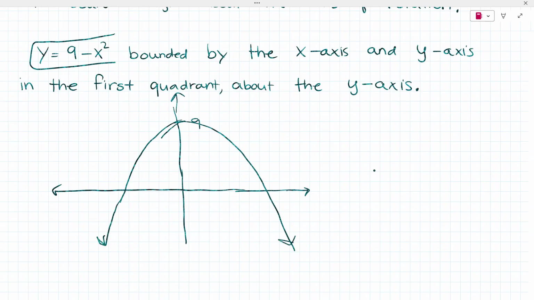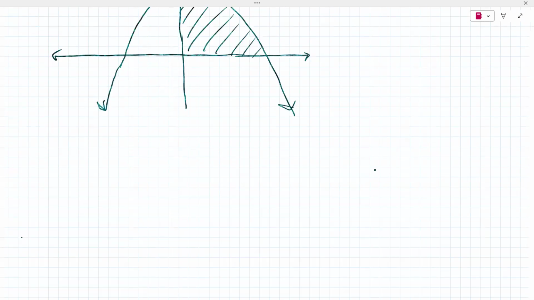And then we're in quadrant 1, so we can use this. So this is what we care about the most, the shaded region.